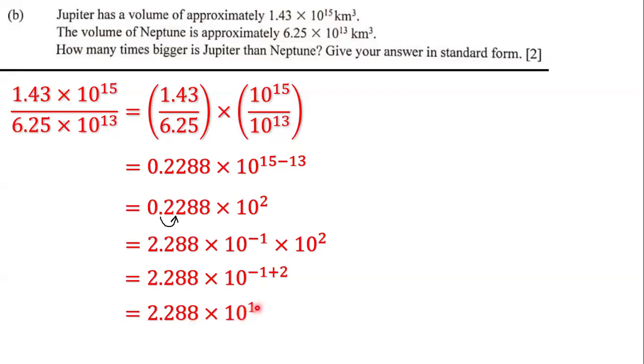Now, we have 10 to the power of 1. We can write that as simply 10. We don't have to put it to the power of 1, because 10 to the power of 1 is simply 10. And so we have 2.288 times 10, and this is our final answer to this question.